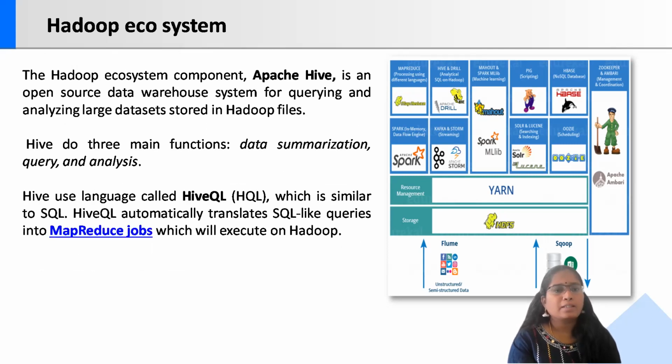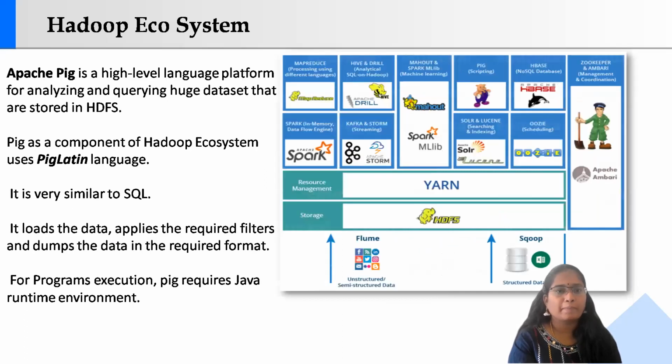And the next component is Hive. It's mainly a query-based system. It's an open source data warehouse system for handling queries as well as analyzing large data stored in Hadoop files. It mainly does three functions: data summarization, query, and analysis. It is similar to SQL queries, and it does the processing job with the help of MapReduce, on whatever is stored in the HDFS storage system.